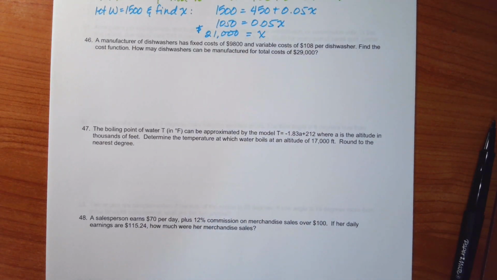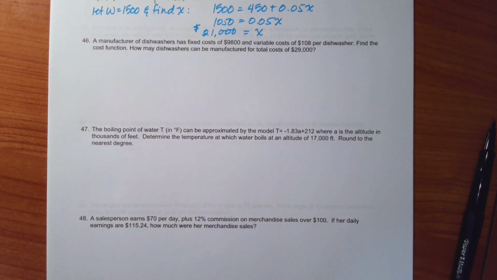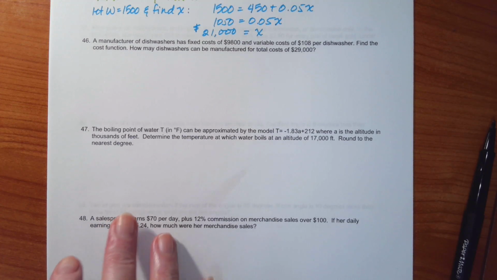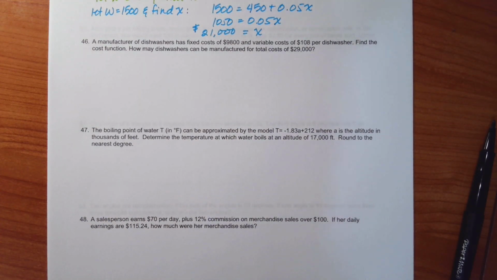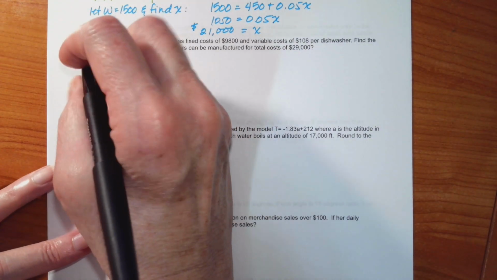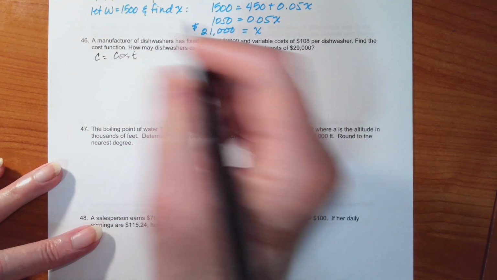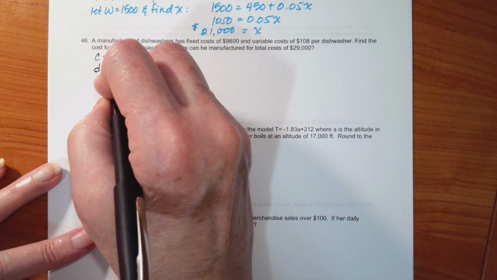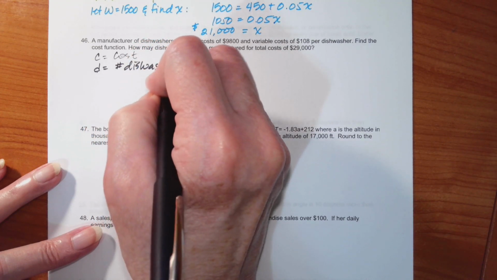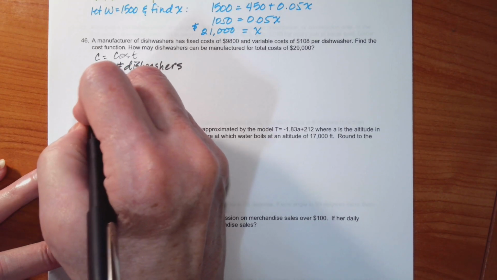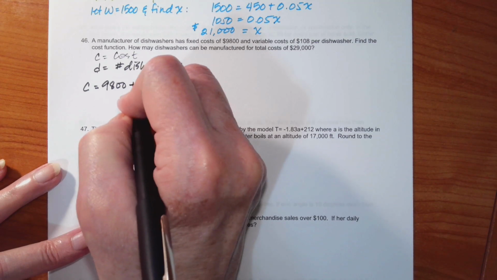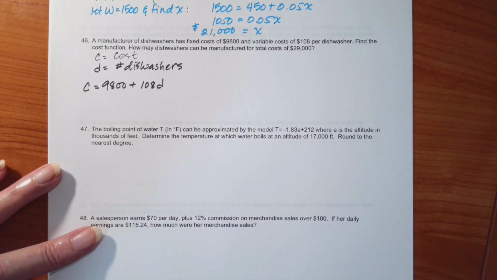Okay, a manufacturer of dishwashers has fixed costs of 9,800 and variable costs of 108 per dishwasher. Find the cost function. Okay, so here, this is very much like the problem with the keyboards. We've got fixed costs, which pays for their factory and everybody's salaries and all of those. And then they have the additional cost of what it takes to make each dishwasher. Okay, so C is going to be the cost, and D is going to be the number of dishwashers. Okay, so the cost is equal to the fixed cost plus 108 per dishwasher or times D.